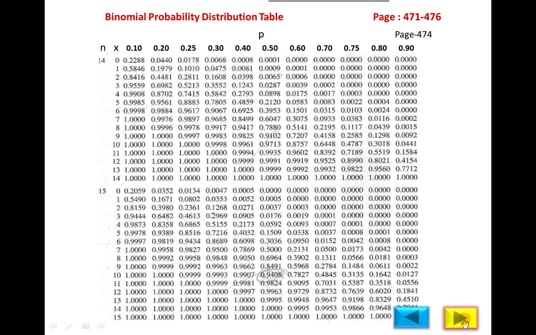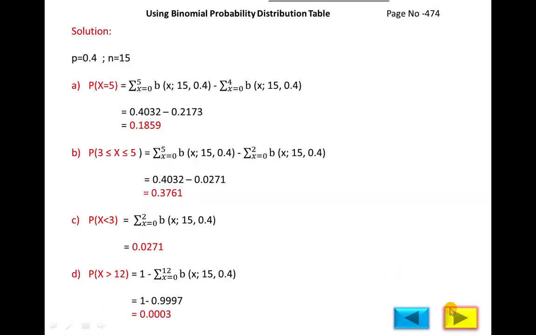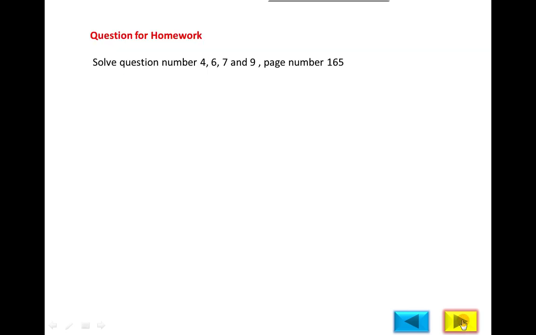And after this, in other questions we will use the binomial probability distribution table. So for homework, solve question number 4, question number 6, question number 7 and question number 9, page number 165 of your book, Introduction to Statistics by Walpole, 3rd edition. Solve these questions using the table, not by using the formula.